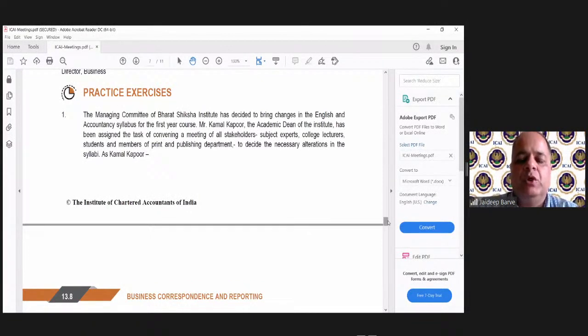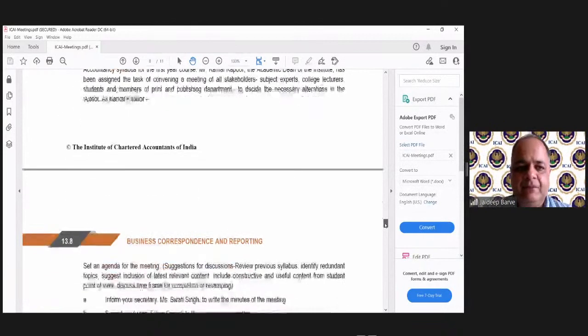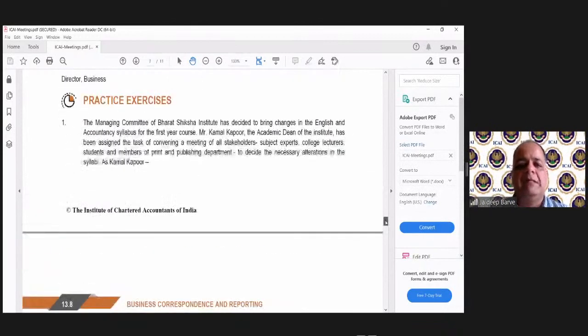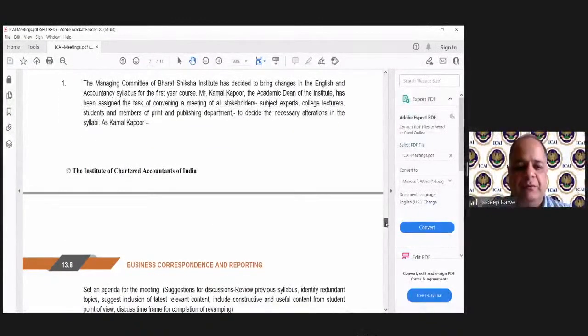Mr. Kamal Kapoor, who is the academic dean of the institute, has been assigned the task of convening a meeting of all stakeholders. So one is the subject matter expert, two college lecturers, students, and members of the print and print publishing department. Why? To decide the necessary alterations in the syllabi. Kamal Kapoor is the academic dean of the institute.